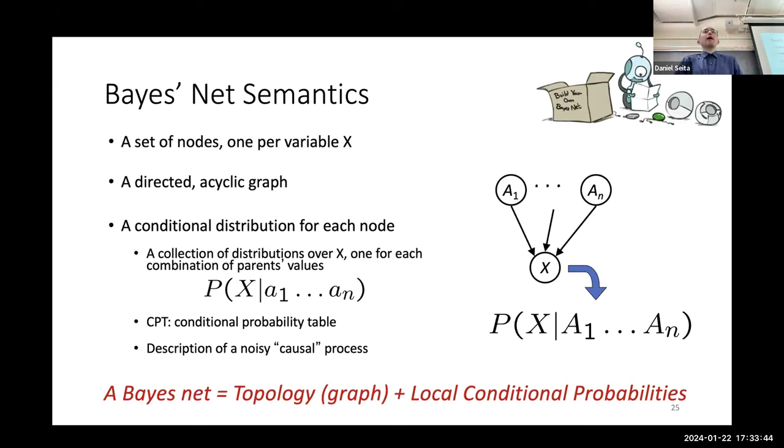All right, so let's talk about Bayes nets more formally. Again, a set of nodes, one per variable, and a directed acyclic graph, so there's no cycle here. There's a conditional distribution for each node, a collection of distributions over X for each combination of the parent values. You can think of a Bayes net as encoding causal processes, but again, the arrows really encode a conditional independence assumption instead of A causes B. But it's easier to think about and design a Bayes net if you assume the causal assumption.